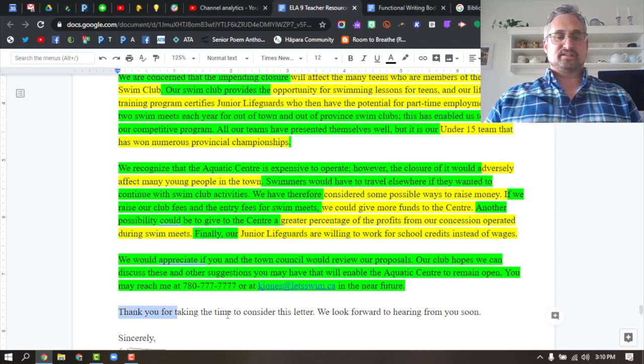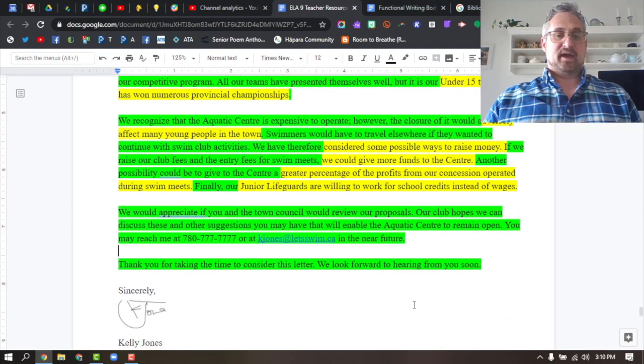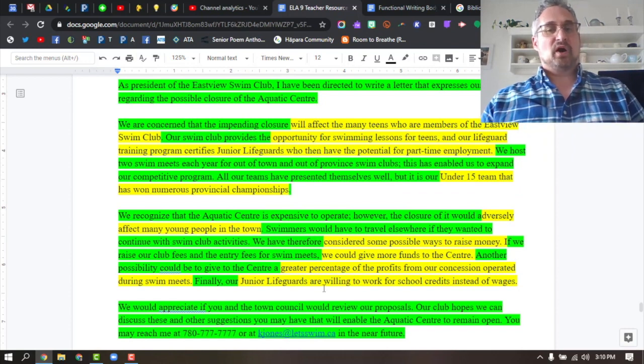This very last sentence is the Goodwill Closing. Thanks for taking the time to consider it. We look forward to hearing from you soon. So please do get back to us. And that is the body of the letter.